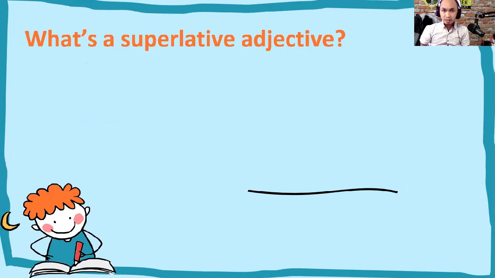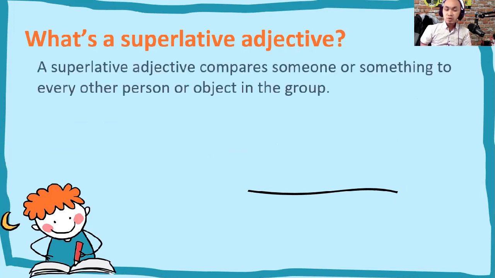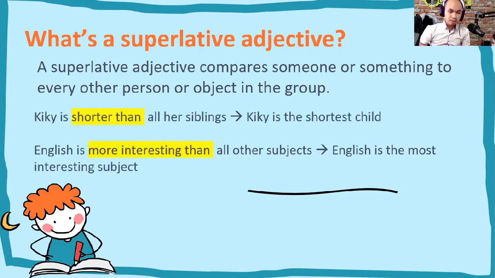So next, we're going to talk about what a superlative adjective is. A superlative adjective compares someone or something to every other person or object in the group. Remember, you compare one person to every other person or object in the group. For example, Kiki is shorter than all her siblings.